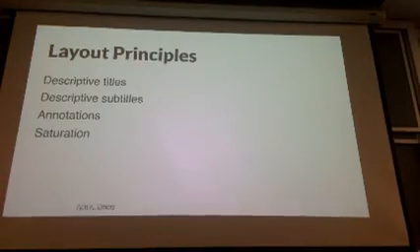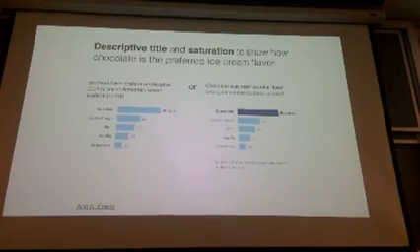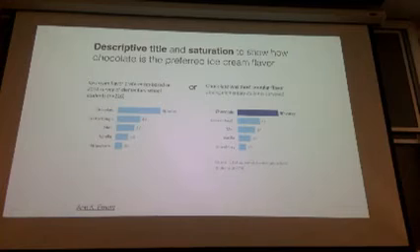So we talked about this a little bit, but I want to emphasize this again. The layout principle for storytelling with data is to really use descriptive titles, descriptive subtitles with more text, smaller font, have annotations, and then use saturation. So here are a couple of examples of a very neutral representation of data and the storytelling presentation.